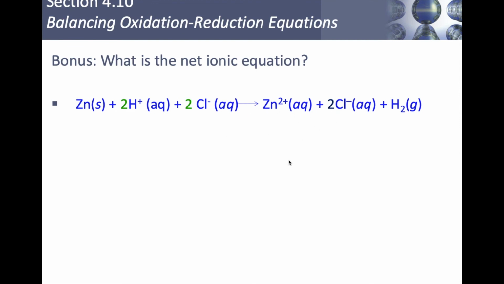And so how would I write the net ionic equation? Well, what's my spectator? The only spectator ends up being the thing that didn't actually undergo anything in the reaction. The Cl was my spectator, and so I would get rid of those. And so I'd be left with zinc plus 2 H+, gives you Zn2+, and gives you H2 gas.